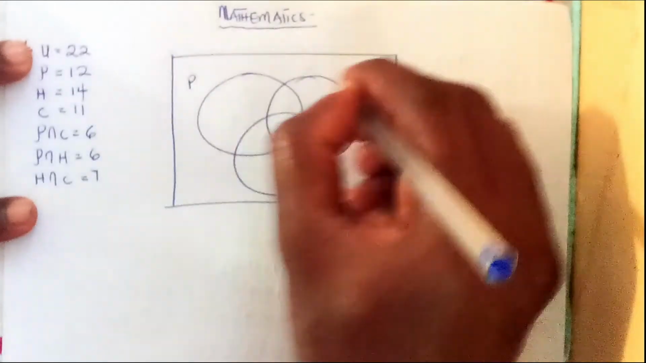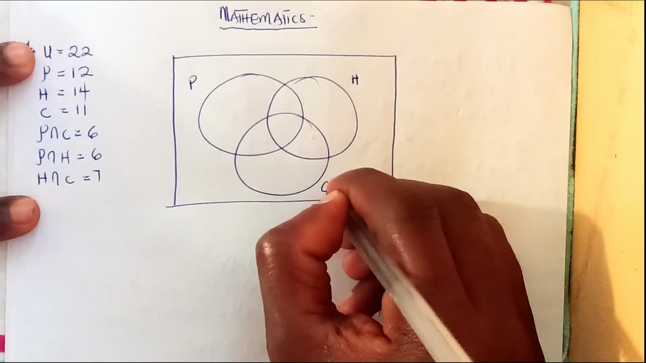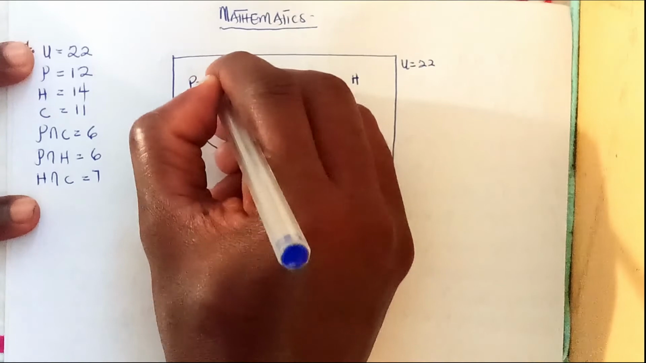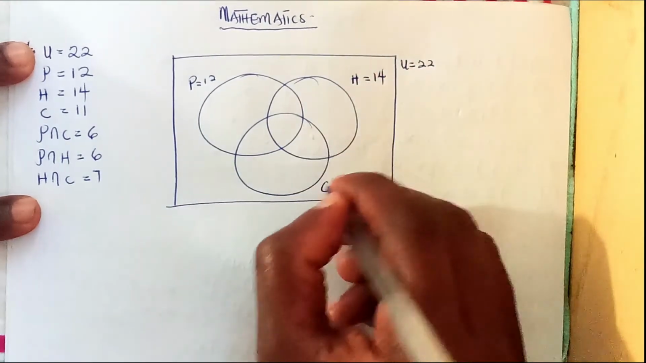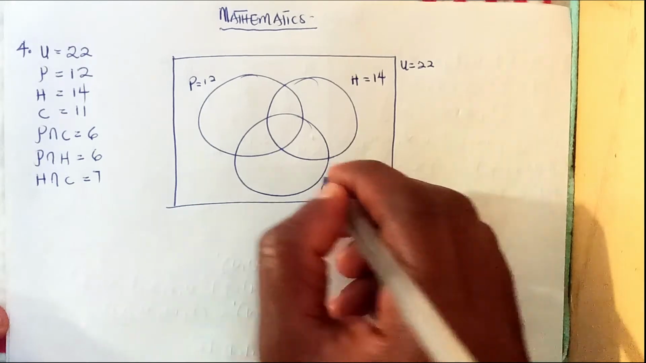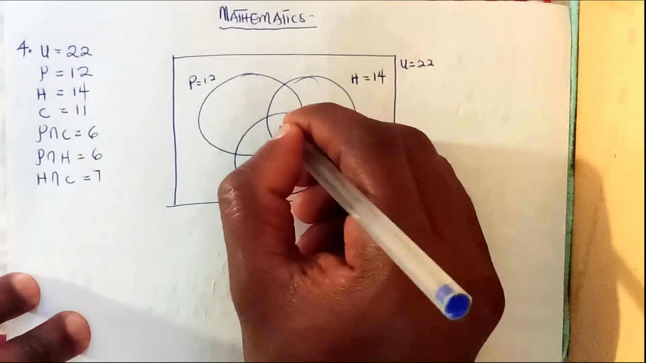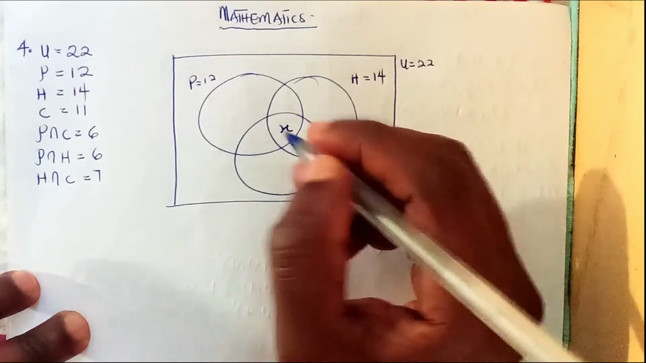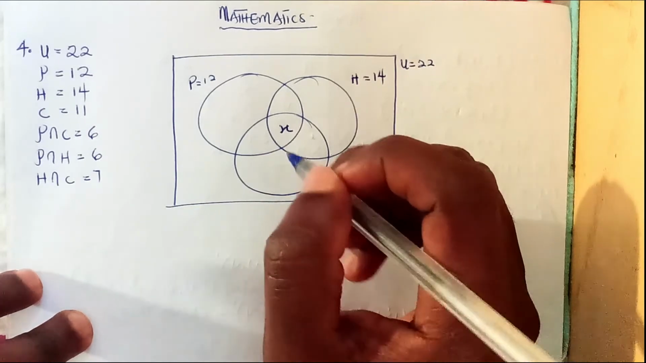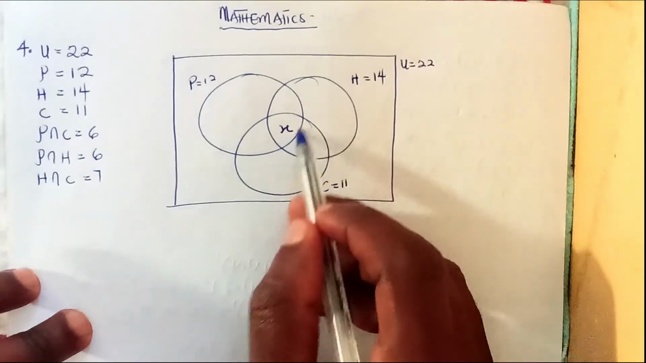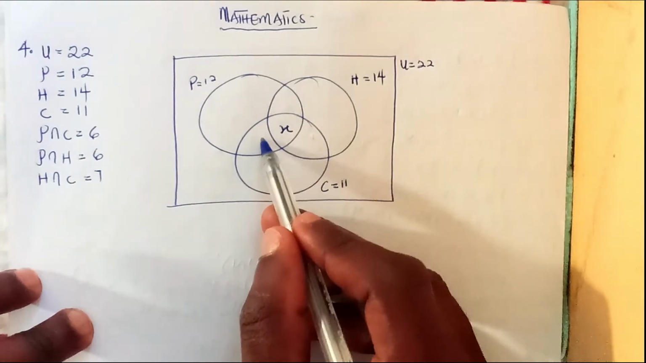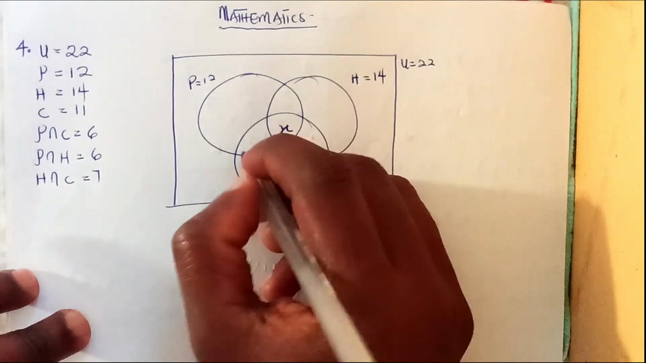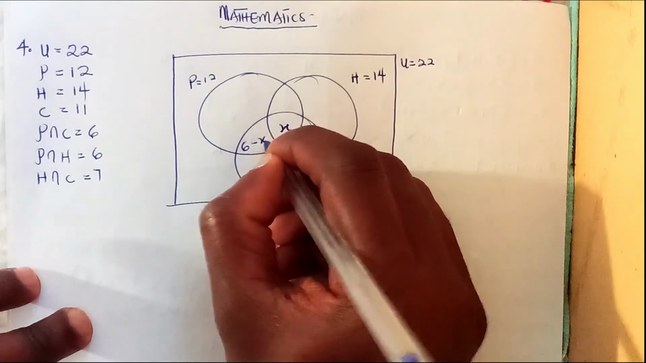You have P, you have H, and we have C. Our U is 22, P is 12, H is 14, and C is 11. We weren't given the intersection of all of them, so that's X. We were given PC, and the PC that was given shows this side. So to know this side, you have to subtract X from the PC that was given. That was 6, so we get 6 minus X.